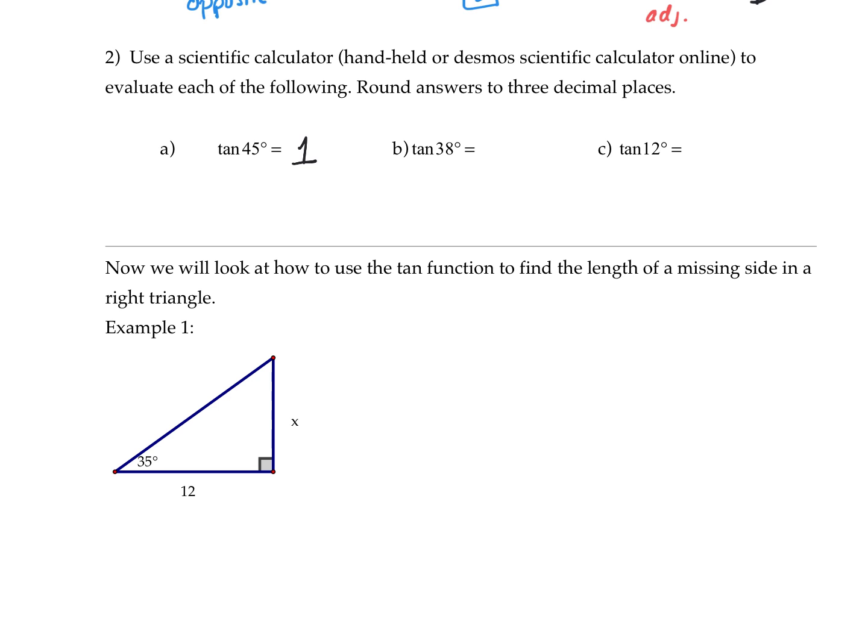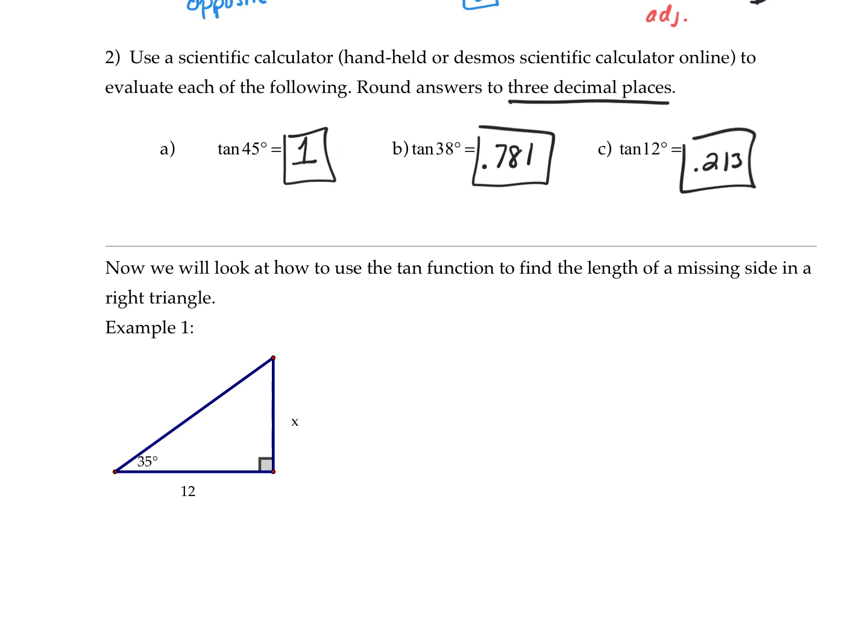That's because in a 45-45 right triangle, for the leg opposite 45 degrees and the leg adjacent to 45 degrees, they will be equal to each other. The tangent of 38 degrees requires some rounding, so it's 0.781 when you round to 3 decimal places. And finally, the tangent of 12 degrees is 0.213.